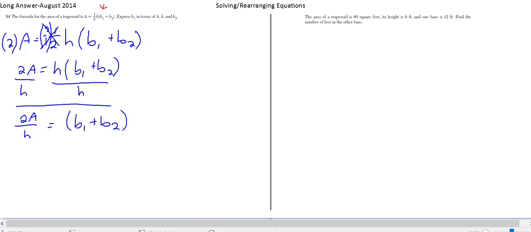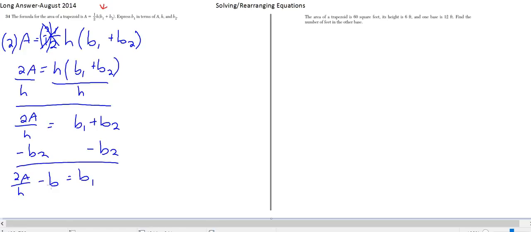And now, since nothing's being multiplied by the b sub 1 and the b sub 2, we could remove the parentheses around them and solve for what they're asking, b sub 1. We're still left with b sub 1 and b sub 2 on the right-hand side, so we're just going to subtract b sub 2 from both sides, and we're left with b sub 1 is equal to 2a over h minus b sub 2, which is the answer to this part of the question.